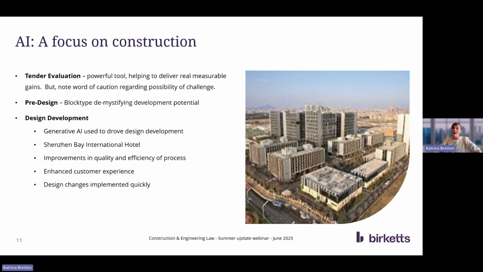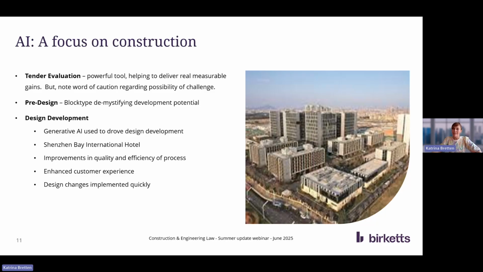Other examples of the use of AI in a construction context include at the pre-design stage, where platforms such as BlockType are being used to demystify sites and undertake feasibility studies to determine if projects are viable. Furthermore, generative AI is being used to produce detailed design documents that help steer a project forward from initial conceptual design through detailed design development. For example, XCool, an architectural specific AI tool, was used to design and build the Shenzhen Bay International Hotel. I've added a picture of that to this slide here.